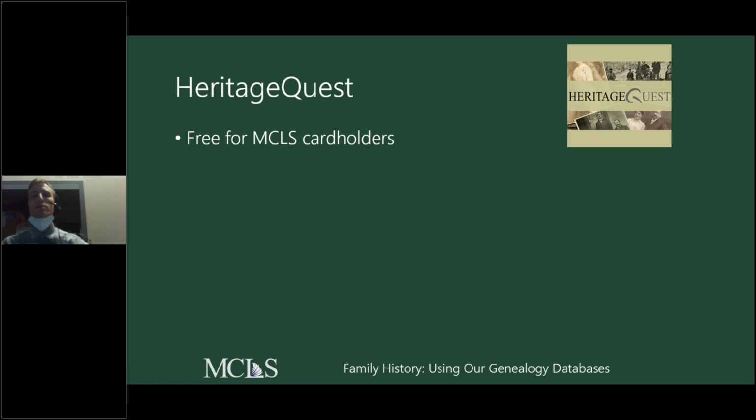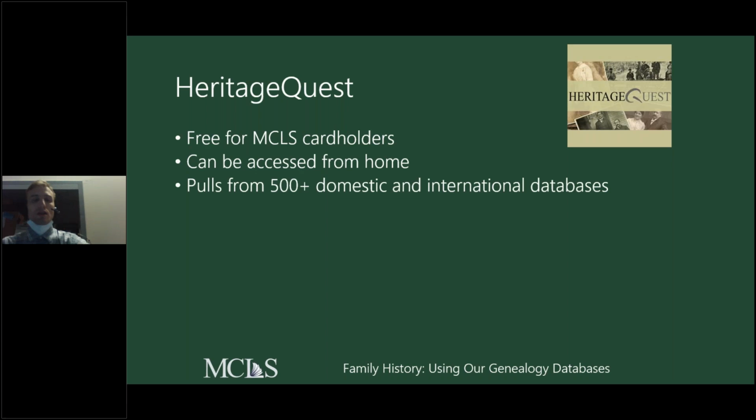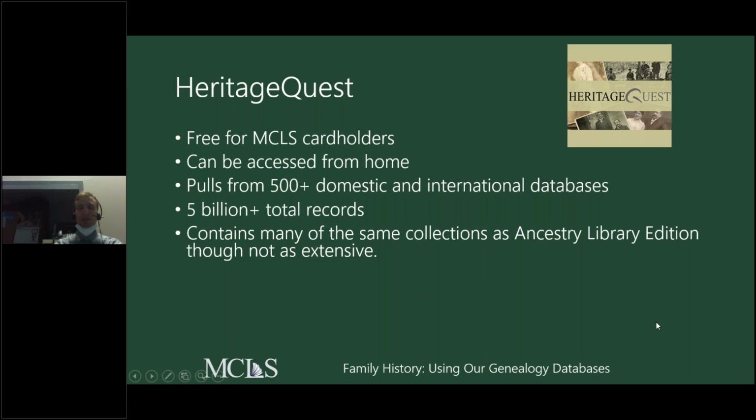All right. Now, this pulls from 500 plus domestic and international databases for a grand total of 5 billion plus total records. So Heritage Quest has a lot of great information, a great place to start. It is not as comprehensive as Ancestry Library Edition. All right. But as you can see, still with 5 billion plus total records, it still has a lot of information which can be combed through. Okay. It contains many of the same collections as Ancestry Library Edition, though not necessarily as extensive.